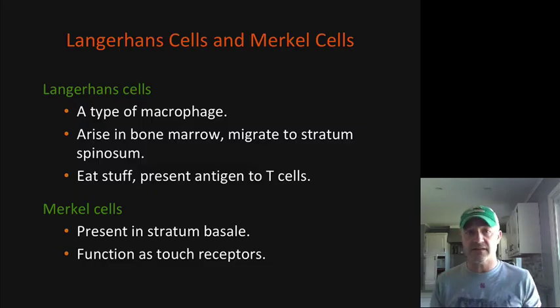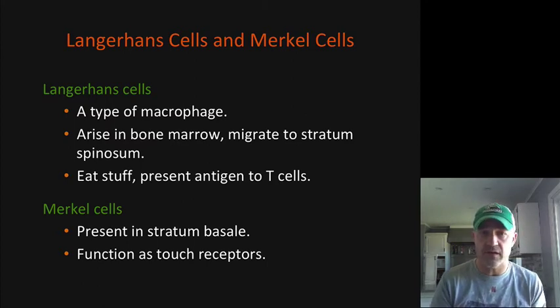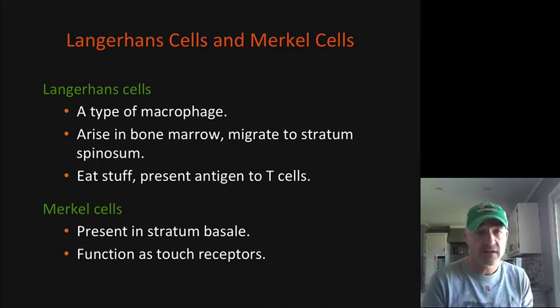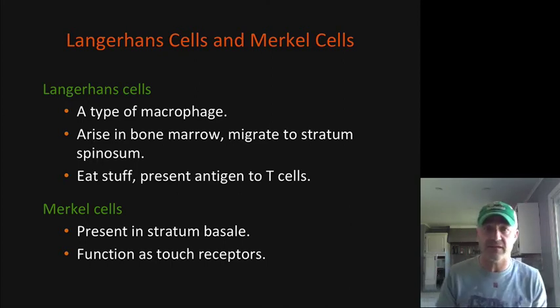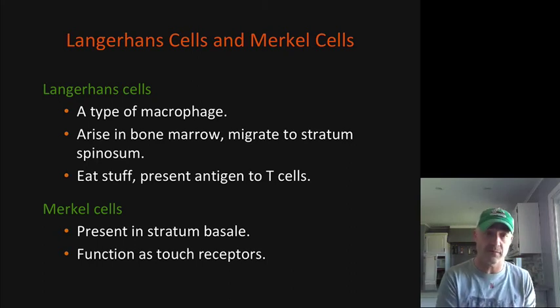Like I said, the Langerhans cells are a macrophage. They get into the stratum spinosum, they take in stuff and are antigen presenting cells, presenting it to other immune cells. We talked about lymphocytes with the blood, but it would be presenting it to the type of lymphocyte called a T cell. And again, Merkel cells are these touch receptors that are present in that stratum basale.